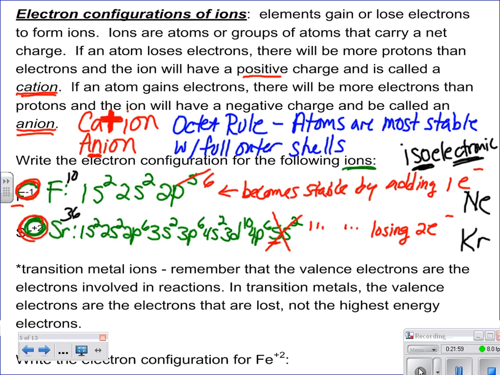I did that for the purpose of illustrating what to do. You don't need to do this. I just did this to show you guys what's going on. If you were to write the electron configuration, you could just write 1s2, 2s2, 2p6. That's the electron configuration for F minus 1. You don't have to do it the way I did it. I was just doing that for teaching purposes.